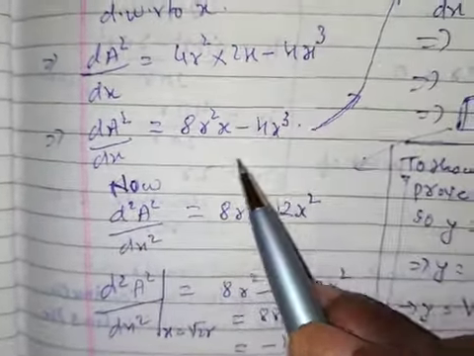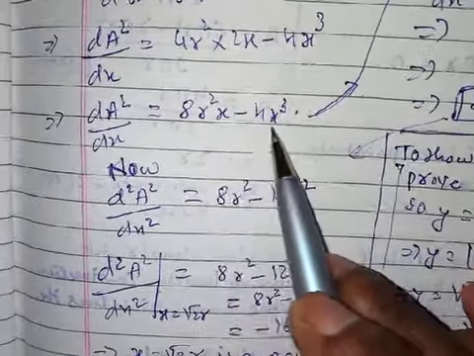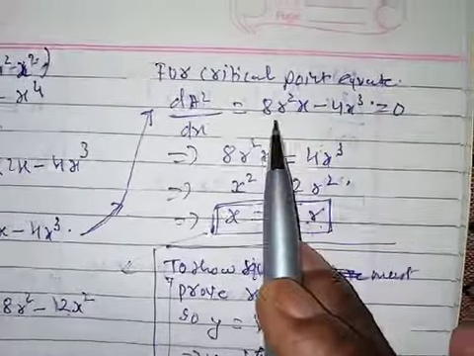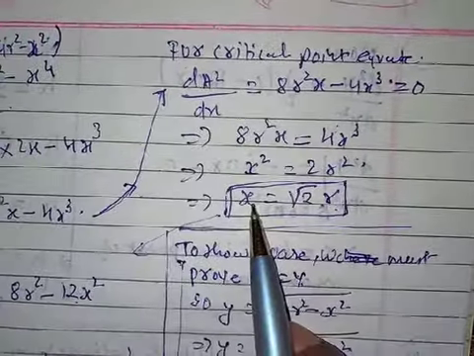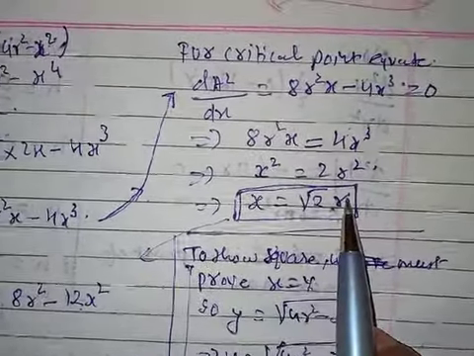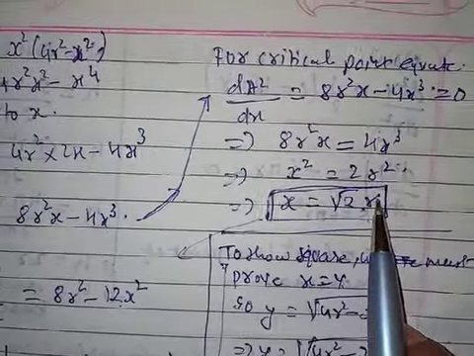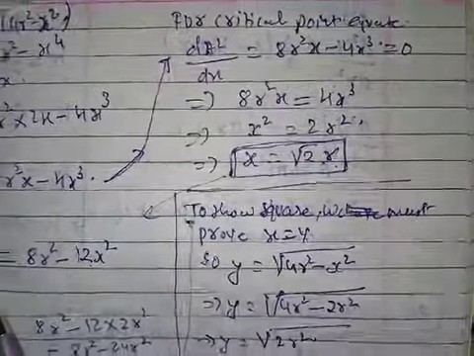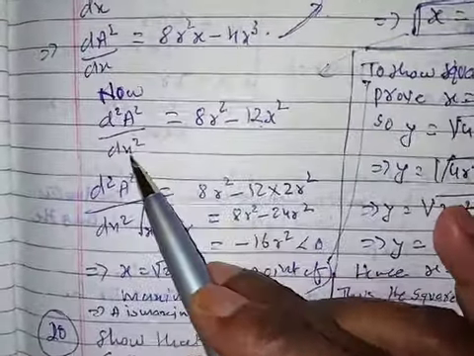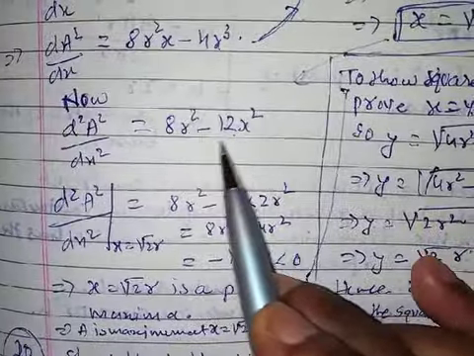Now we have to take the critical point. For the critical point, it must be equal to 0. So what we get? x is equal to root 2r. Only one point, so we can do it with the second order derivative. So now you take this d square A square by dx square. Then if you simplify it, you will get this value.